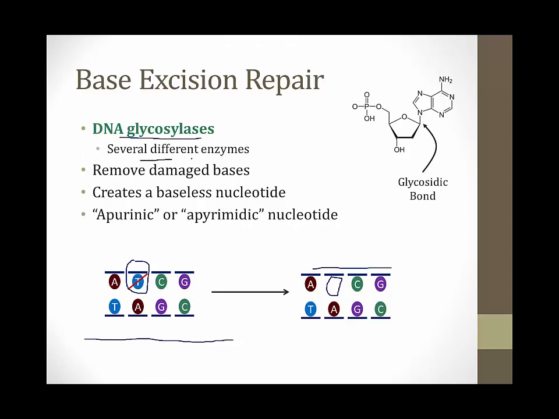There are several different enzymes used by different cells, but they all remove damaged bases. If you look at this picture of a nucleotide at the top right side of the screen here, this bond is called a glycosidic bond. Therefore, a DNA glycosylase breaks that bond and lets the damaged base go free. This will create a baseless nucleotide, which is often referred to as an apurinic or apyrimidic nucleotide, meaning that it is missing either a purine or pyrimidine base.